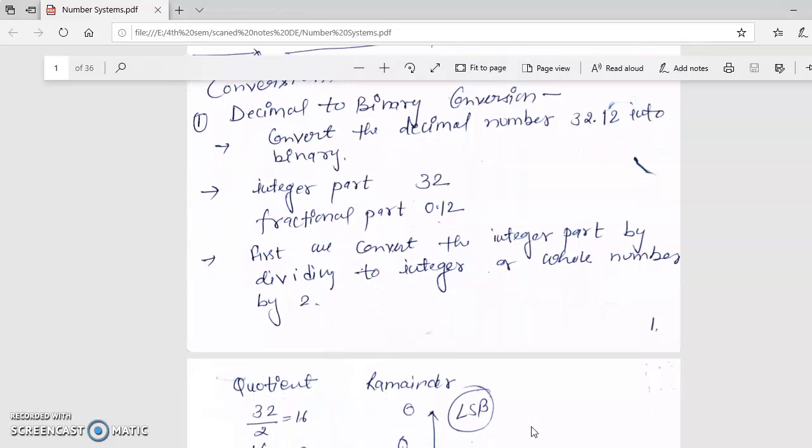Now we want to convert the whole number into the binary system. The process is that the integer part is divided by the base of the number system we want to convert to. In our example, binary conversion means the radix of the binary number system is 2. So 32 is divided by 2, that is the base of binary. If it were decimal to octal, then we would divide the number by 8.